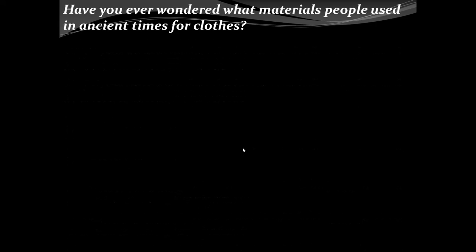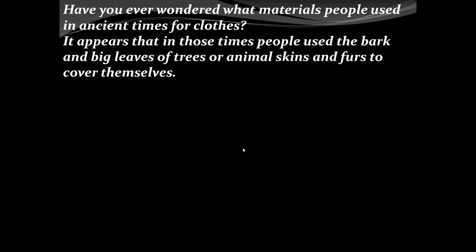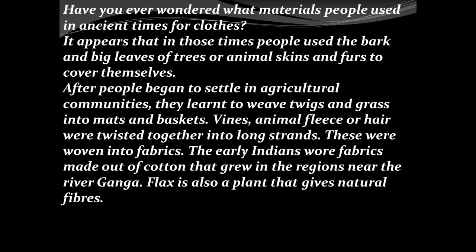Have you ever wondered what materials people used in ancient times for clothes? It appears that in those times, people used bark and big leaves of trees or animal skins and furs to cover themselves. After people began to settle in agricultural communities, they learned to weave twigs and grass into mats and baskets. Vines, animal fleece, or hair were twisted together into long strands. These were woven into fabrics.